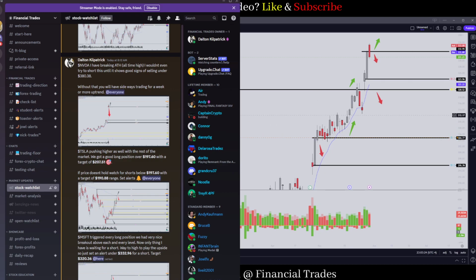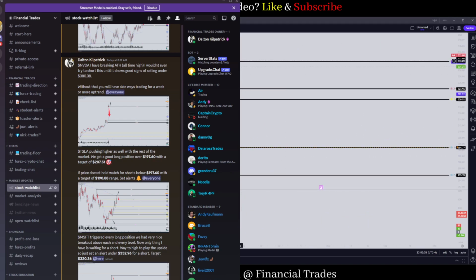So we said specifically, Microsoft triggered every long position we had, right? So here was the long entry trigger, target of 320. Major rejection, got above 320. That's your secondary long position trigger, with no target really on that one. But long, absolutely. I said here, way too high to play the upside. So just now set an alert under 332 for a short, target 320. All right. So there was that alert for 332. Anything below 332, go for the short.